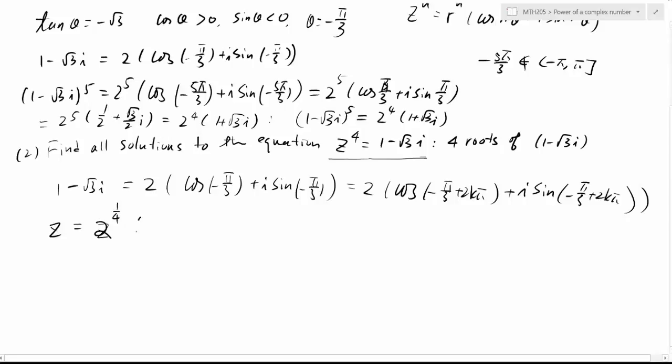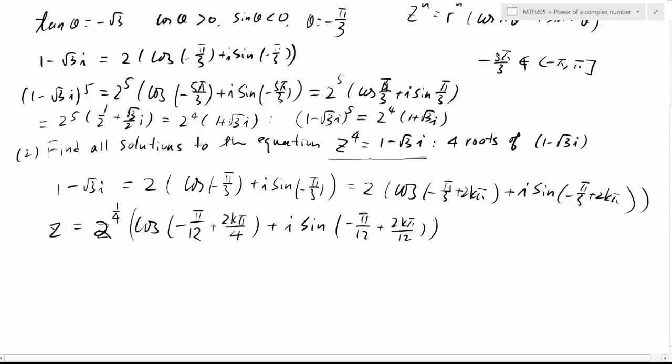Okay, and then we have cosine. This is the modulus part, and then the cosine part we divide by 4. So that's going to be negative pi over 3 divided by 4 is pi over 12. And this part, 2k pi over 4. Let's just keep it this way, and we can simplify a little later. And this is i, and sine again, negative pi over 3 divided by 4 is negative pi over 12, plus 2k pi over 12.